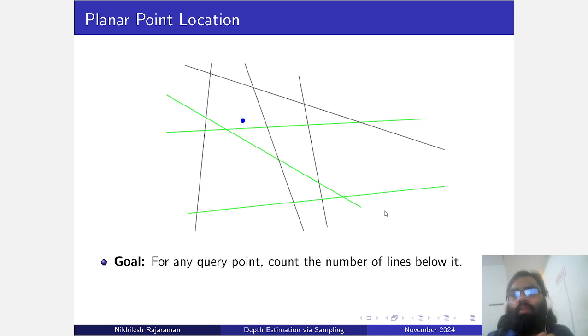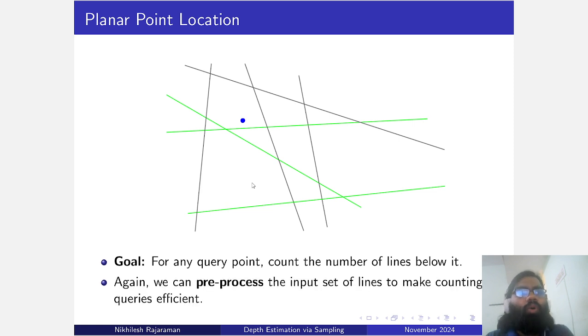So the goal, as I've stated here, is for any query point, we want to count how many lines lie below the point. And once again, similar to what we saw in range counting, as our input, we're given the set of n lines, and the goal is to pre-process this input set of lines to make solving these counting queries efficient.